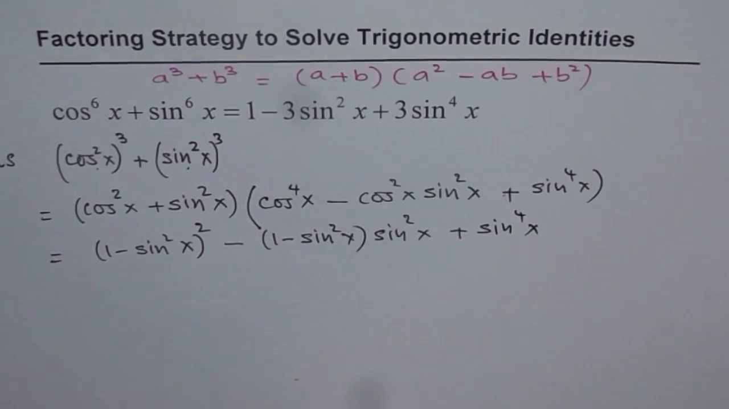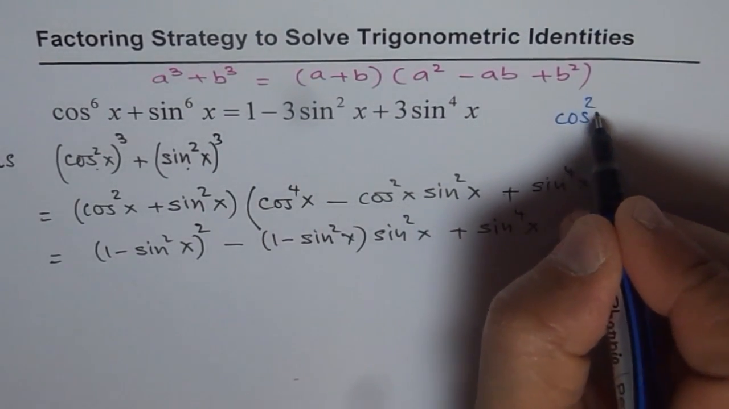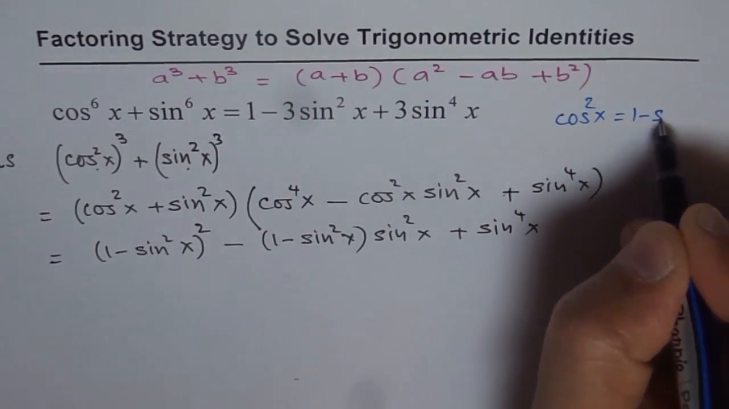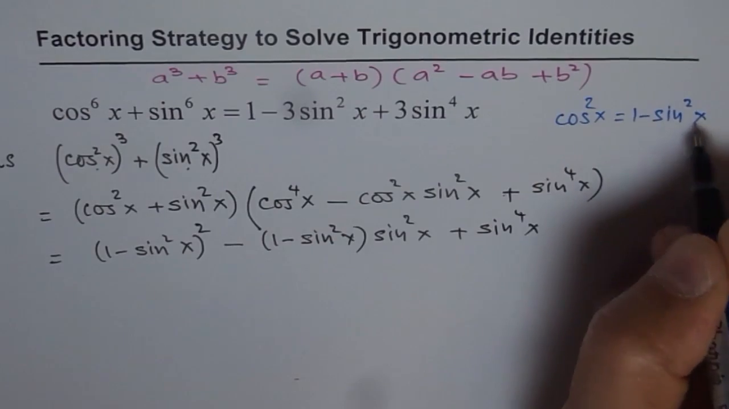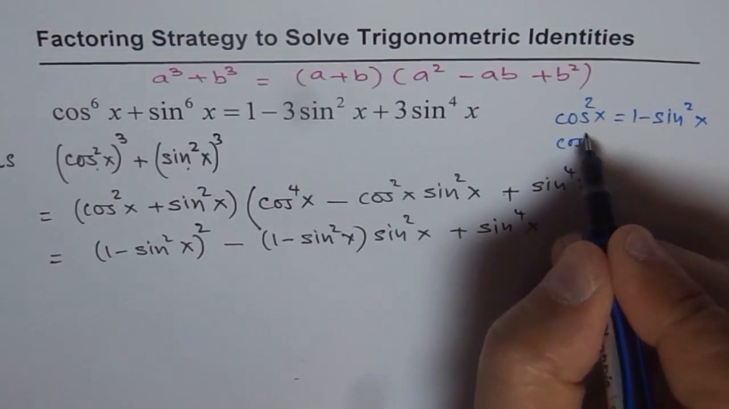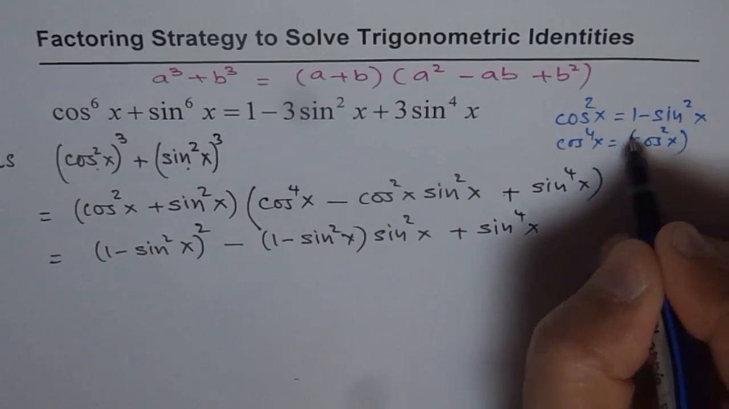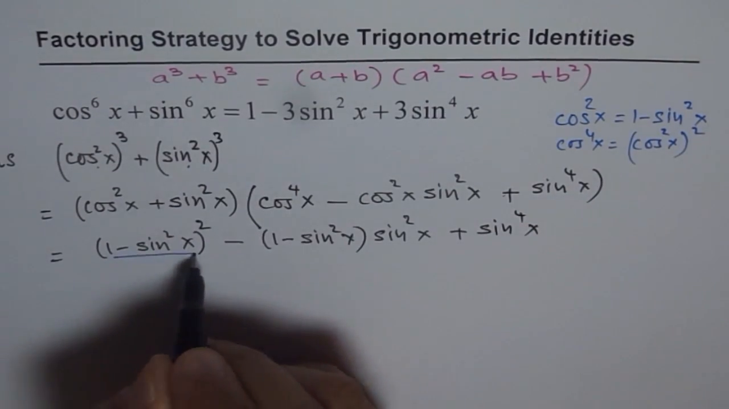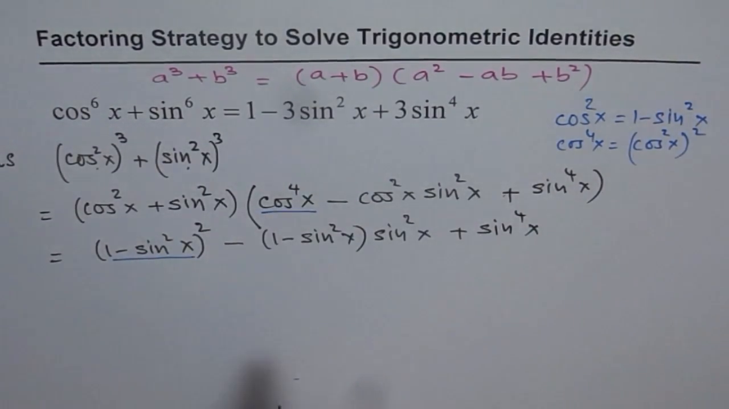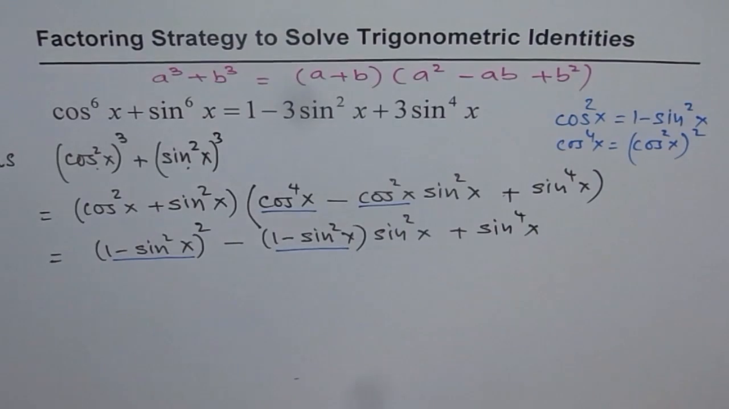So what we have done at this stage is basically we wrote cos square x as equal to 1 minus sine square x. That is what we did. Cos to the power of 4x is actually cos square x whole square, so that is the first term. That is how we get this statement, and cos square x has been written as 1 minus sine square x. I hope that's absolutely clear.